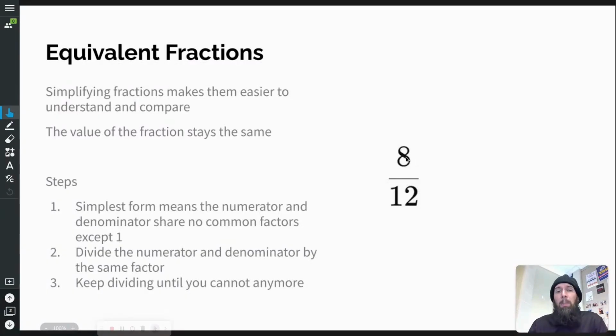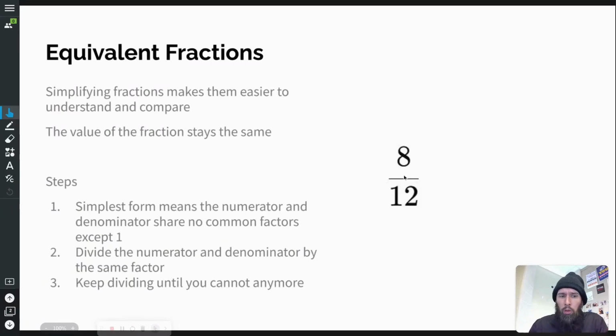Well, I can make this simpler. And what you're doing is you're going to make these numbers smaller by trying to find a factor that divides both numbers. Okay, so step number 1: simplest form means the numerator and the denominator share no common factors except for 1. So simplest form would be something like 2 over 3 or 3 over 4. Those numbers I can't divide by the same number. I can divide both of these by the same number.